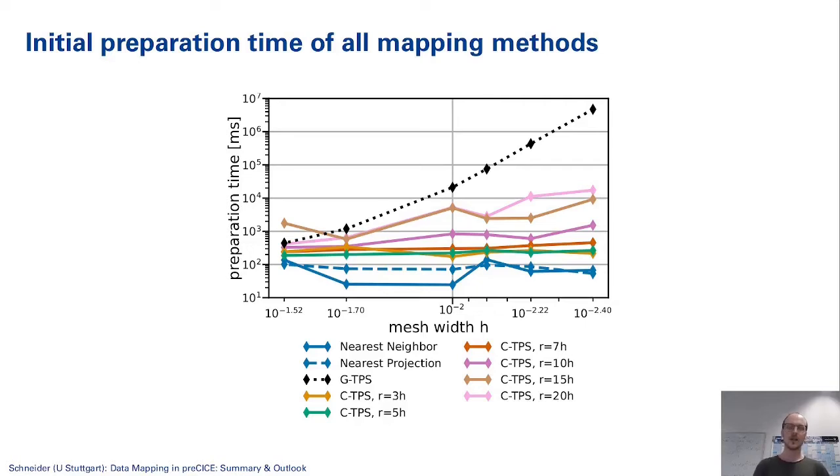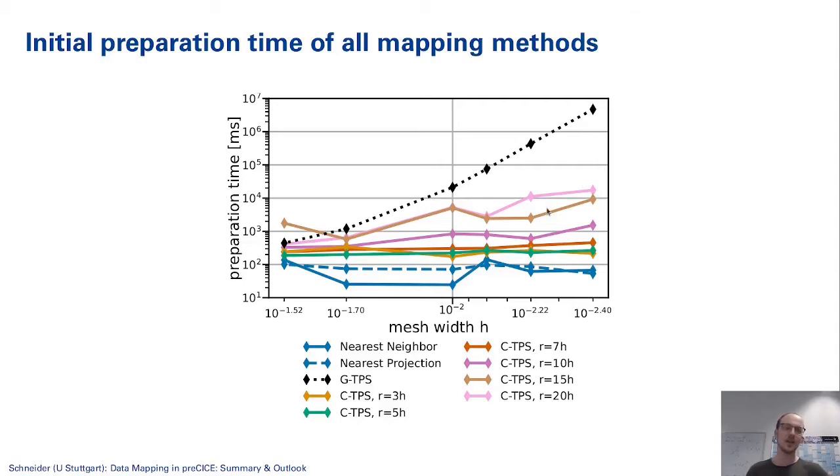If we take a closer look at the initial preparation time required for the individual mapping methods, so this is a time spent only once for a mapping and not in every iteration when we move on in our simulation, the situation is essentially inverted. We see that the global RBF mapping is by far the most expensive variant, and the projection-based mapping methods are by far the cheapest variants. In between, for a higher support radius, our mapping of course becomes more and more expensive.